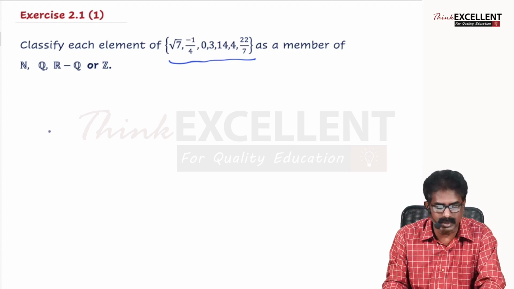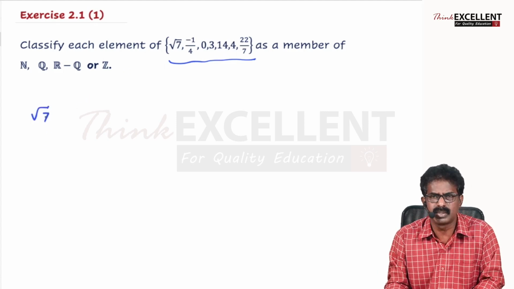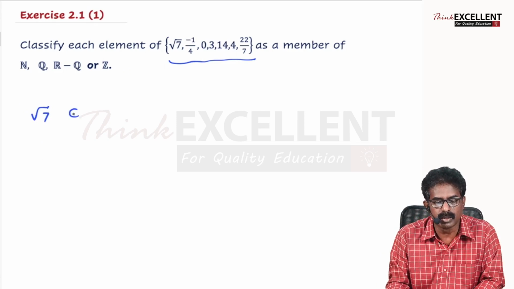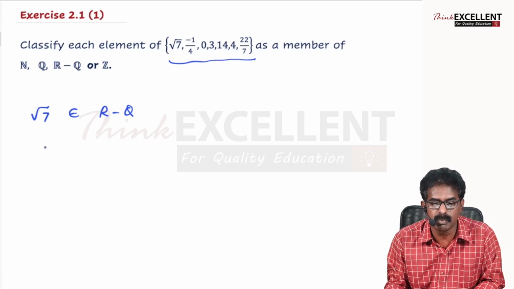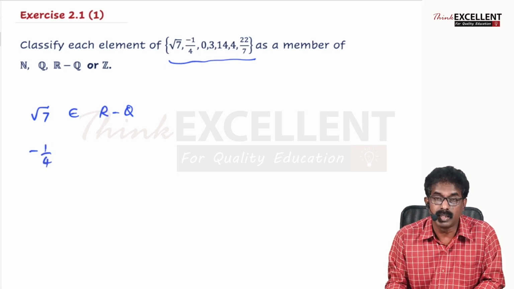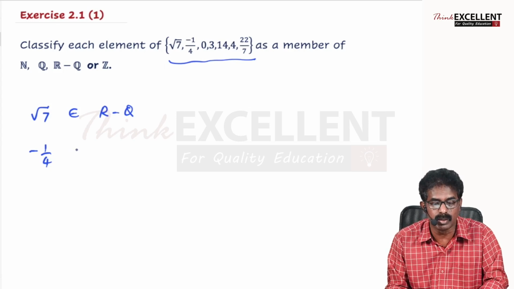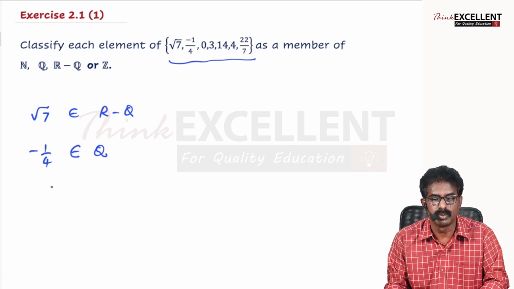The first number is root 7. What is that? Irrational, right? So root 7 belongs to R minus Q because it is an irrational number. The second one is minus 1 by 4. It is of the form p by q, where both p and q are integers and q is not equal to 0. So it is a rational number Q.